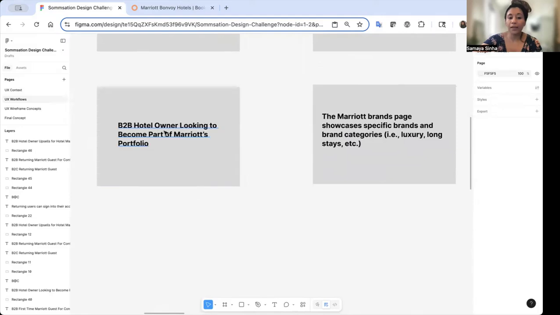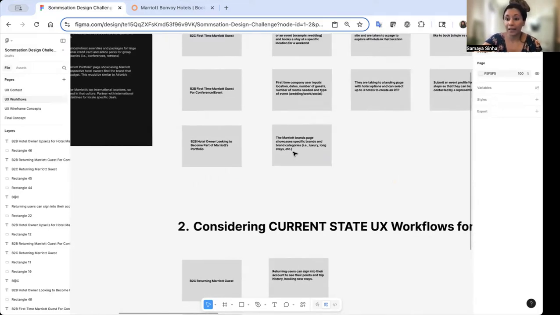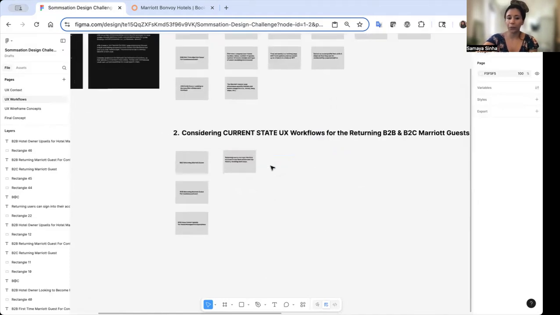And then there's the B2B hotel owner looking to become a part of Marriott's portfolio. In this case, Marriott has a brands page and they showcase the variety of brands that are under Marriott, but they don't really say explicitly that this is for hotel owners or folks who are maybe developers or construction developers who are planning to build hotels. So I think that's interesting, and I'm curious to see why they choose to do what they do.